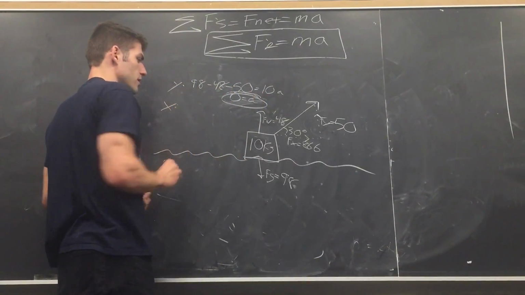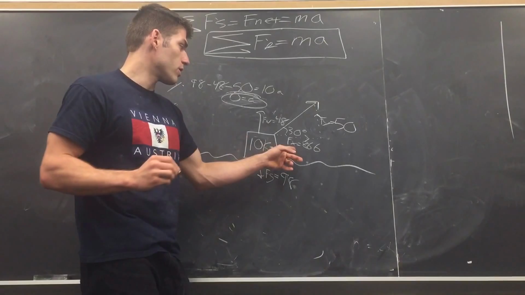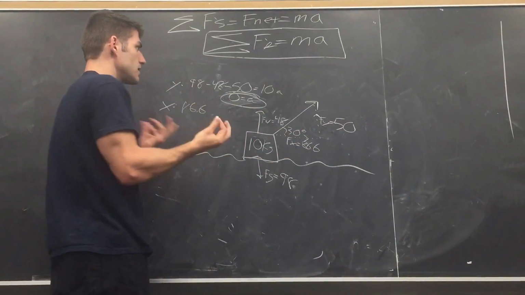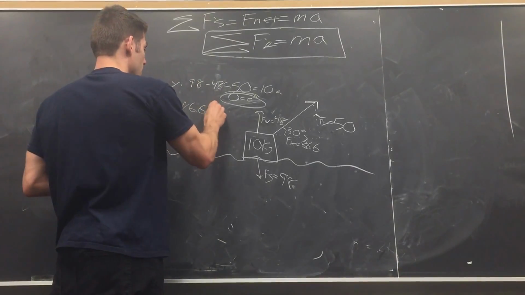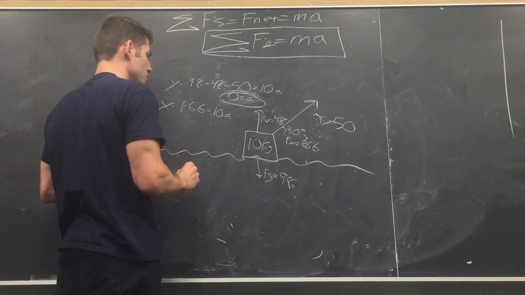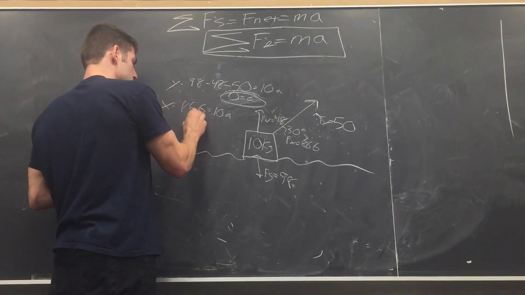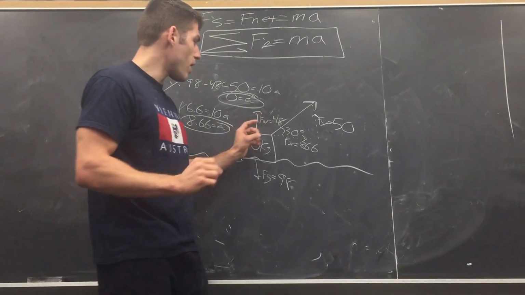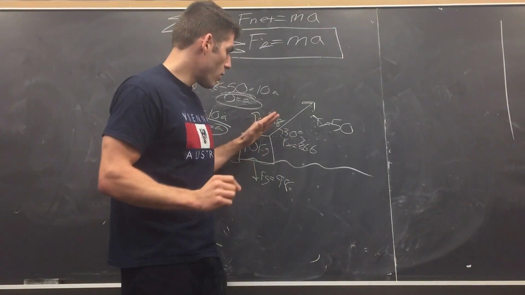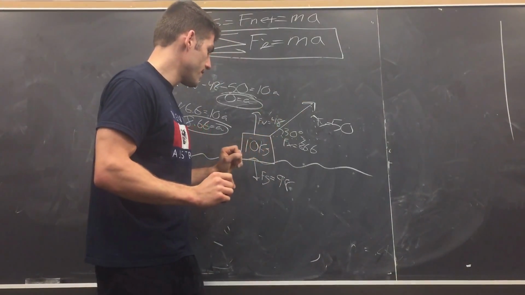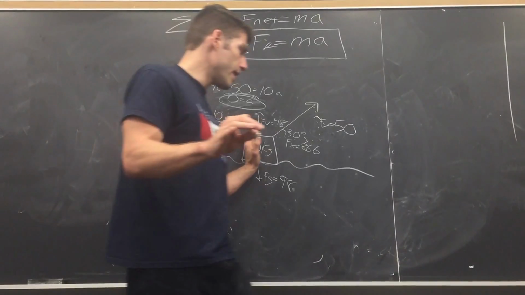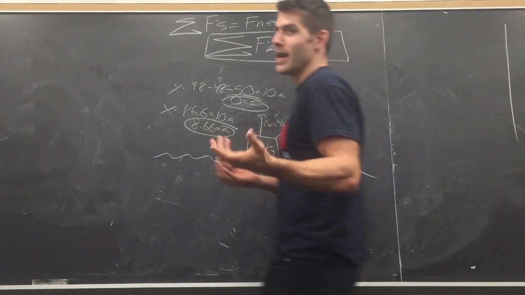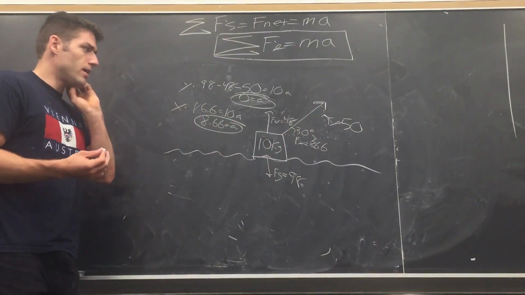We want to know about the x direction. There's no friction, so we only have one force, 86.6 to the right. That is the sum of all the forces, it's the only force, equal to 10 times the acceleration. 86.6 divided by 10 is 8.66. When I pull this block with a 100 Newton force oriented at 30 degrees above the horizontal, it will accelerate only to the right at 8.66 meters per second squared. That's that problem. That's how you do that.